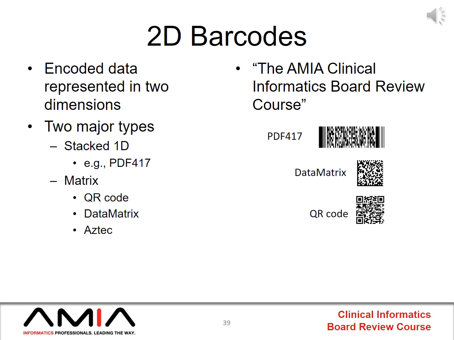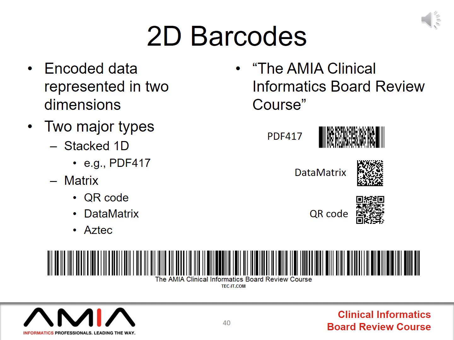There are two major subtypes of 2D barcodes: the stacked one-dimensional barcode, an example of which is PDF 417 shown to the right, and matrix barcodes. The prototypical examples of matrix barcodes include the QR code, data matrix, and Aztec. To the right of your screen, you will see PDF 417, data matrix, and QR code representations of the AMIA Clinical Informatics Board Review course. As you'll note, the data density for these barcodes is quite high, so you're able to get that amount of information into a small area.